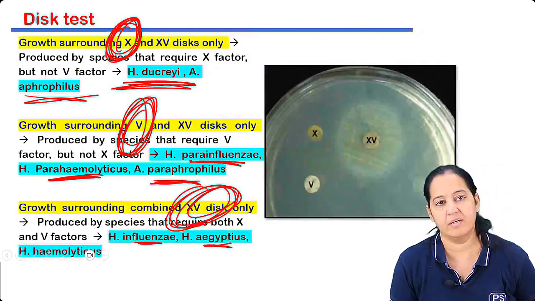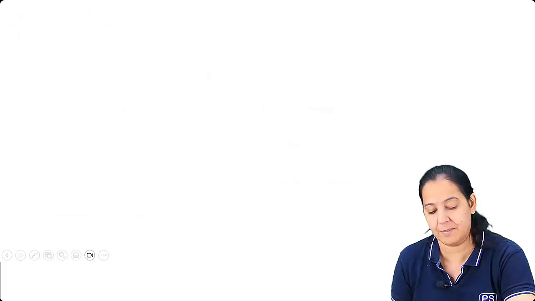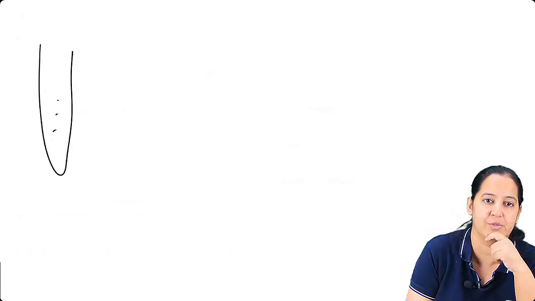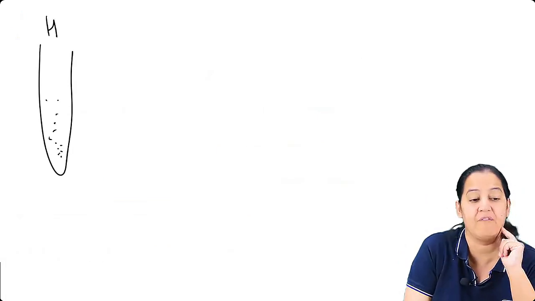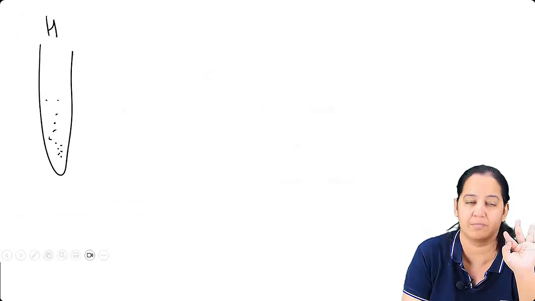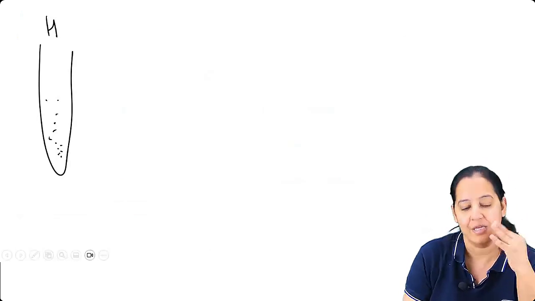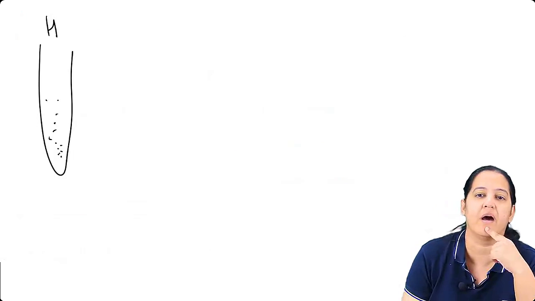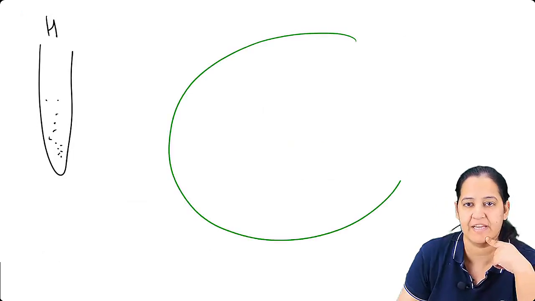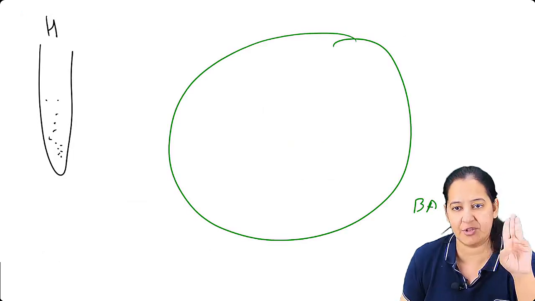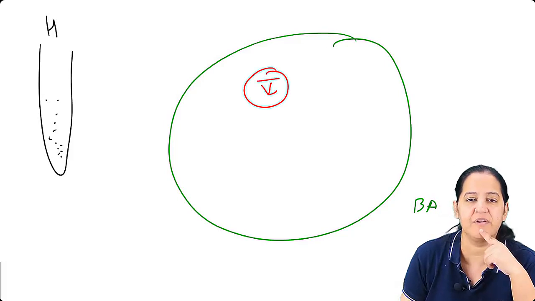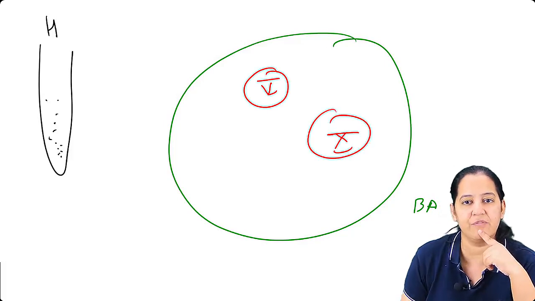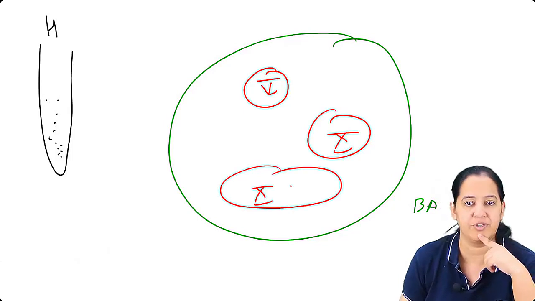Okay, so this is how you come to know. Just suppose I have a specimen of Haemophilus with me. I know this is Haemophilus, but I want to know which one. Is it Ducrey? Is it para? Is it influenzae? How? So what I will do, I will take a blood agar. On this blood agar, I will take 3 filter papers. This is filter paper dipped in 5. This is filter paper dipped in 10. And this is filter paper dipped in both, 10 plus 5.